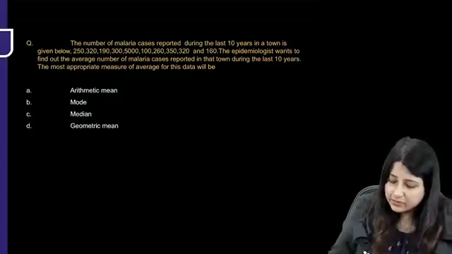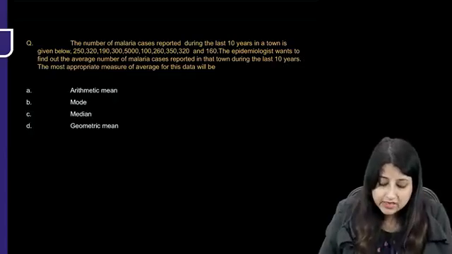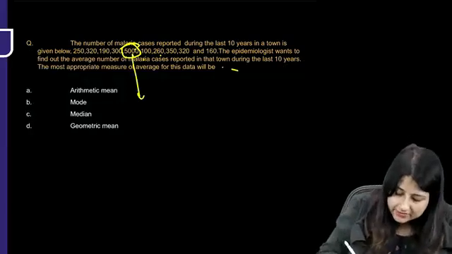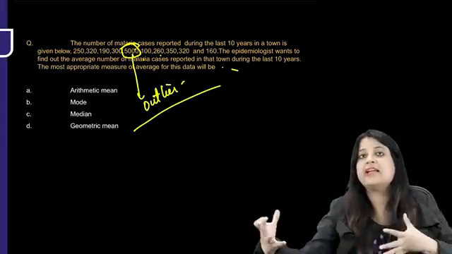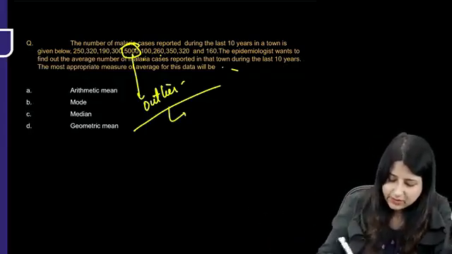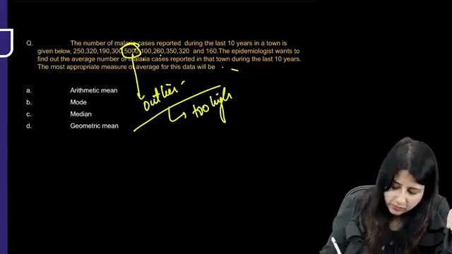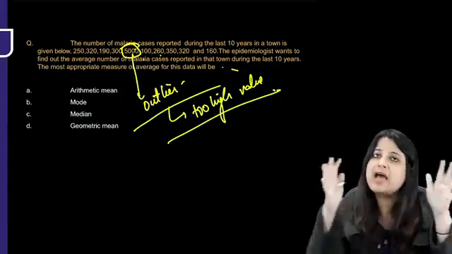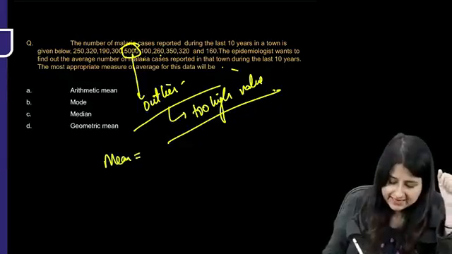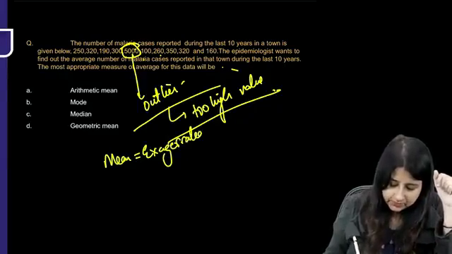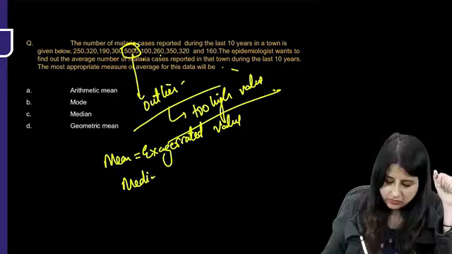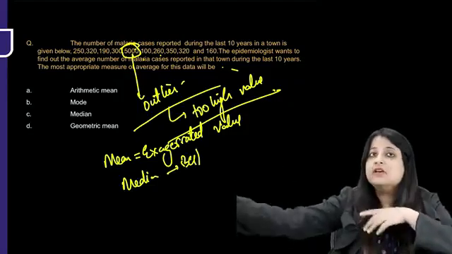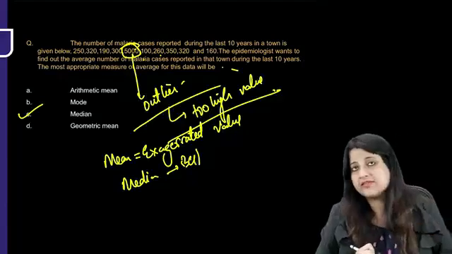But now look at this data set. The number of malaria cases reported during the last 10 years in a town: 250, 320, 190, 300, 5000, 100, 260, 350, 320, 160. Now here this 5000 becomes an outlier, which is going to tilt my data to the right or the left, because it is extremely high. But if I calculate the mean, I will have to add up 5,000, so mean will give me an exaggerated answer. But when I calculate median, that is the best. Why? Because when I arrange this in ascending order, 5,000 is going to go towards one end, so it's not going to affect my final answer. So the answer becomes median.